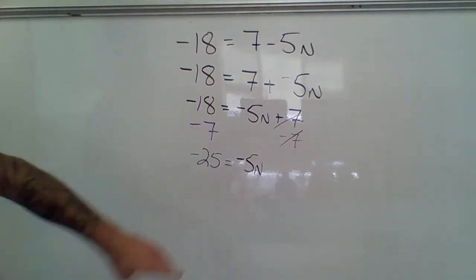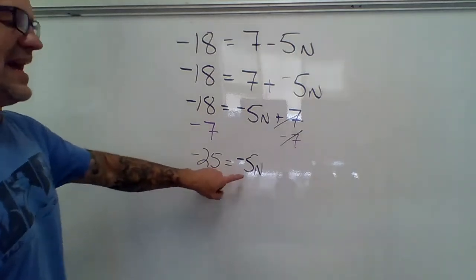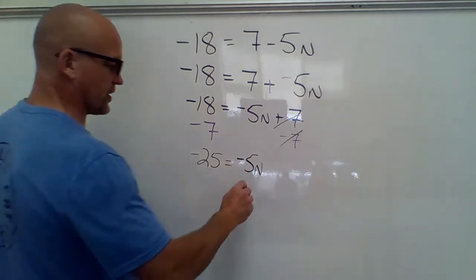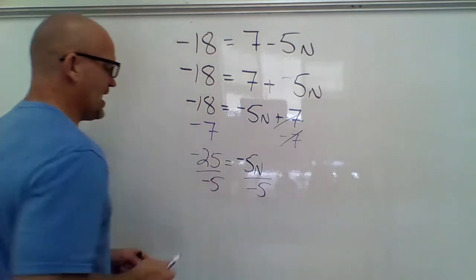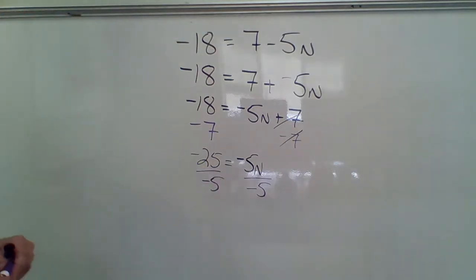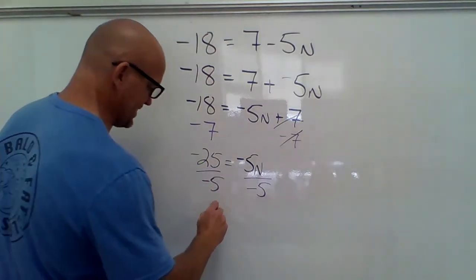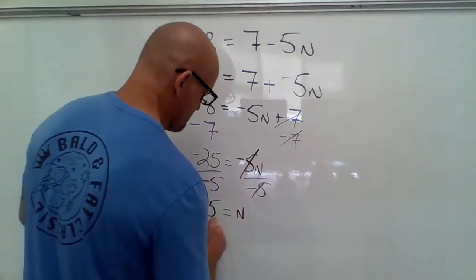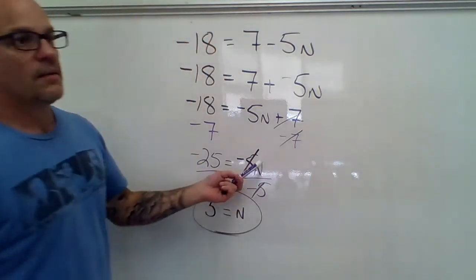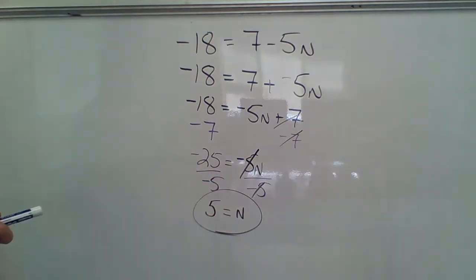Last thing is to get rid of that -5 that's still attached to the end. Attached by multiplication, so we're going to get rid of it by division. -25 divided by -5, of course, is +5. And that's going to equal n. There it is. Multiplying by -5 and dividing by -5 cancels out.